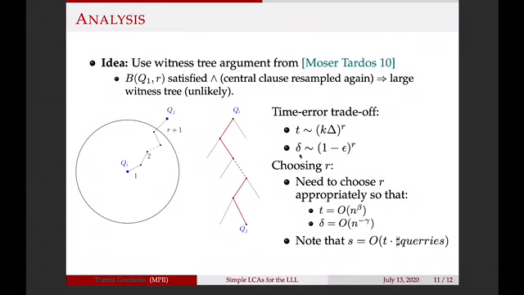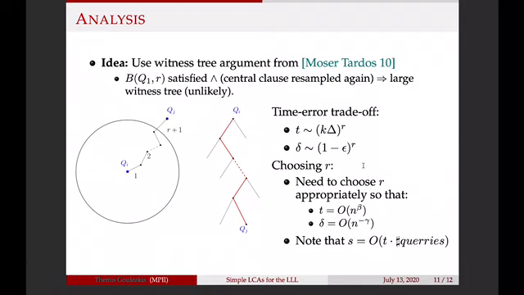Now, for the analysis, what we need to show is that the radius r can be chosen in such a way that ensures that both the running time and the probability of error are small. Note that the running time grows exponentially with the radius r, while the probability of error decreases exponentially as well. The latter can be shown by a modification of the witness tree argument of Moser and Tardos in combination with some more recent results regarding its running time. Essentially, it suffices to rule out the possibility that the query variable q1, for which the algorithm has produced an output, will be resampled again at some point later in the execution of the Moser-Tardos algorithm.